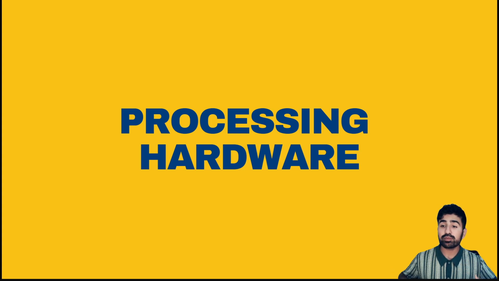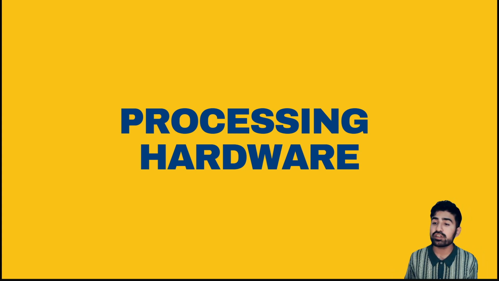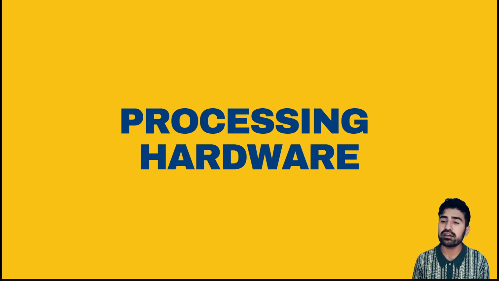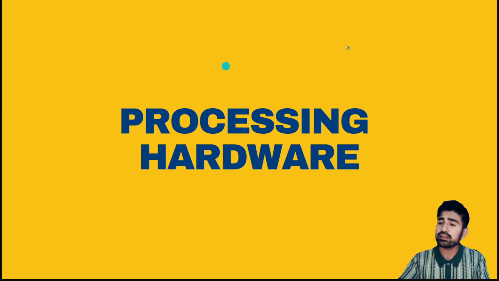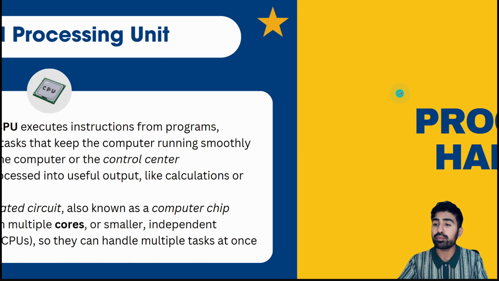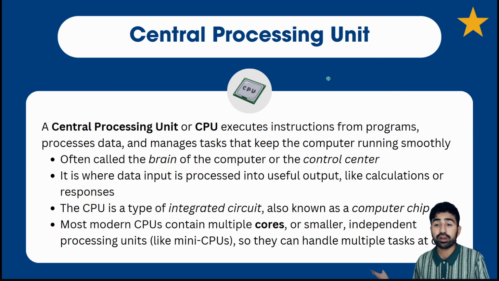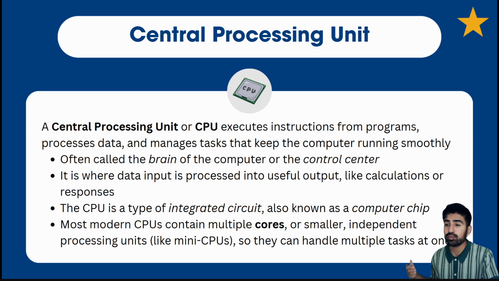With binary, we explored the fundamentals of computers and how they understand data. Now we can move on to the actual parts, the body parts, so to speak, of a computer. Let's start with the brain of the computer, and that's going to be in the processing hardware. So the brain of the computer is the CPU, or the central processing unit.